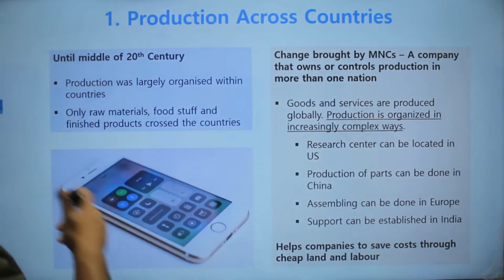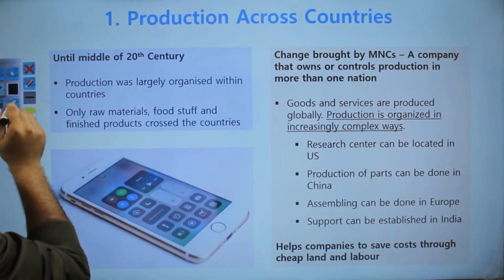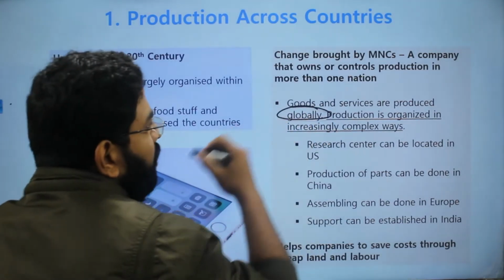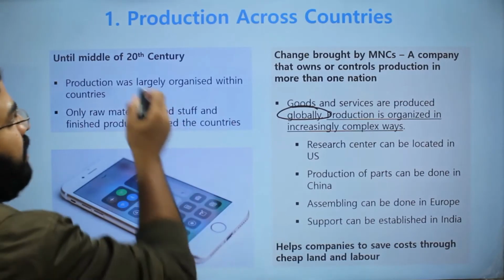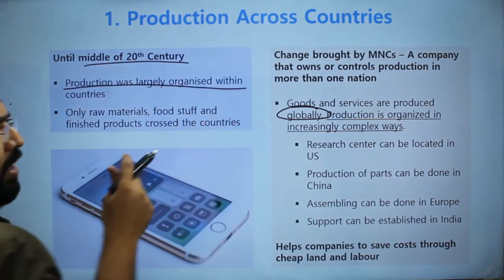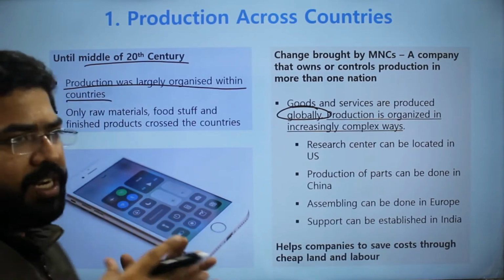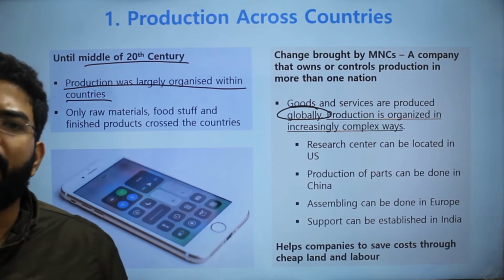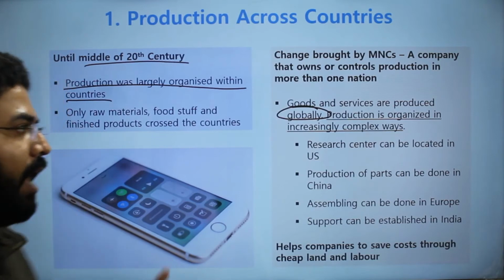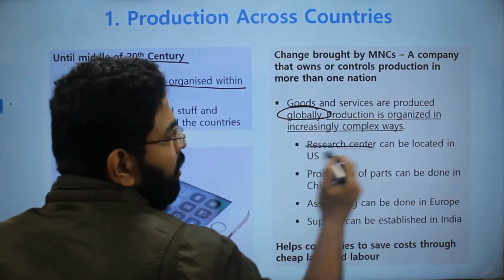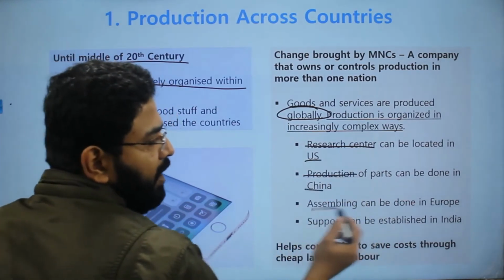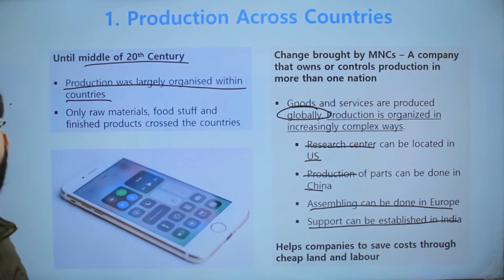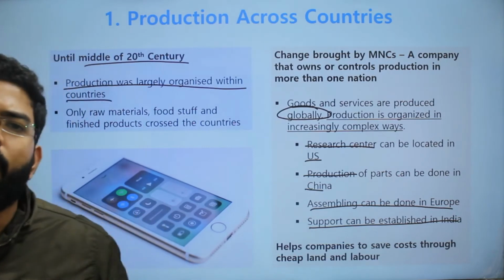So the biggest thing that happened to any market is that the companies started realizing that goods and services can be produced globally. Earlier, until the middle of the 20th century, the concept was that production was within the country itself. So if I have a manufacturing unit in India, I will hire people from India, I will be having plants in India itself, and if someone wants to buy my car, he will have to import it to their country. But now, research centers will be in the US, production in China, assembling in Europe, and the support system can be from India. So this has helped save a lot of money for these companies and opened a large avenue of opportunities for them.